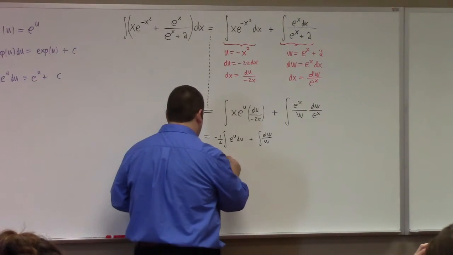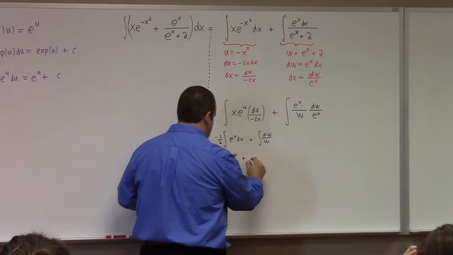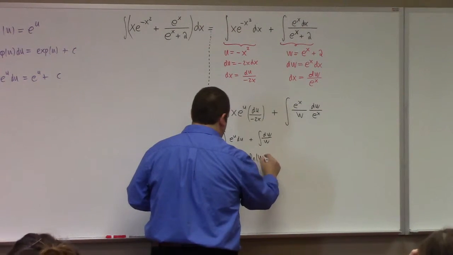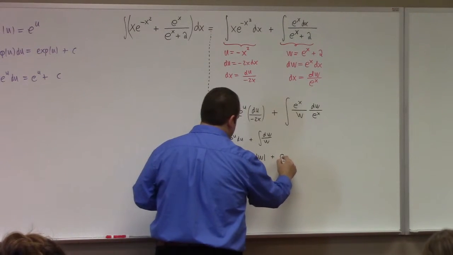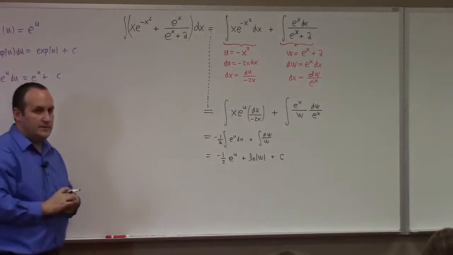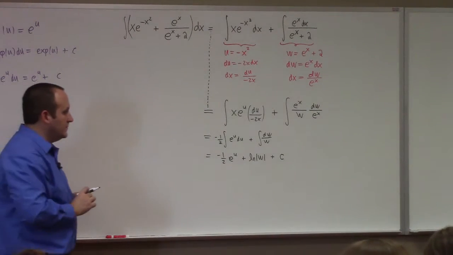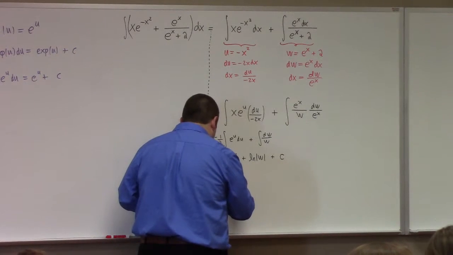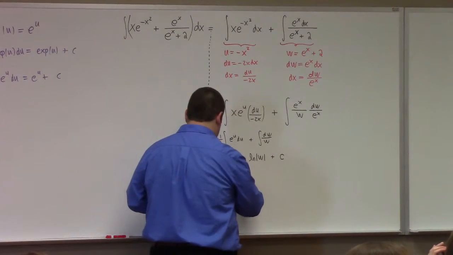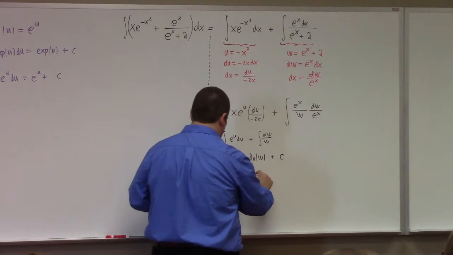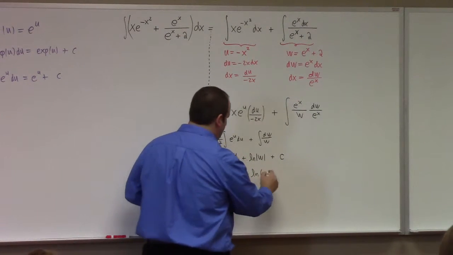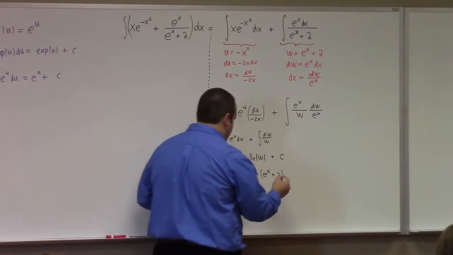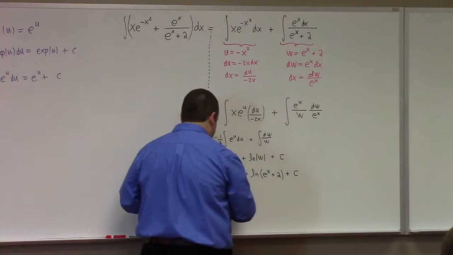So I've got minus 1/2 exponential of u plus the natural log of w. I mean the absolute value of w, to be careful. Again, I'm not going to hold you to that on this test, so you can drop the absolute value if you want. Anyway, so minus 1/2, what was u? So minus 1/2 e to the minus x squared plus the natural log of, what was w? e to the x plus 2. Good news, e to the x plus 2 is always positive, so the absolute value bars are redundant anyway, so we can drop them. And there you go.